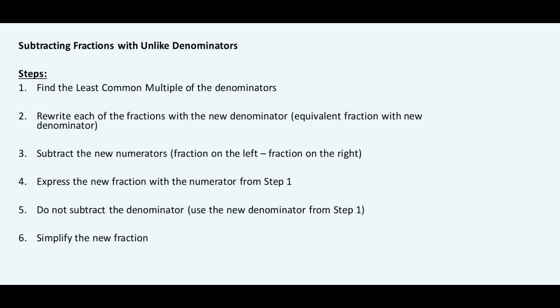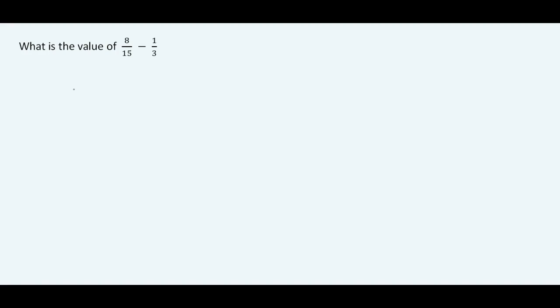The most important thing you want to do is to get the least common multiple of the denominators, and then you want to rewrite each of the fractions with the new denominator, and that means we're going to be creating equivalent fractions. Then we'll subtract the numerators, left minus right, and simplify the fraction that we get. So let's try that. We have 8 over 15 minus 1 over 3.